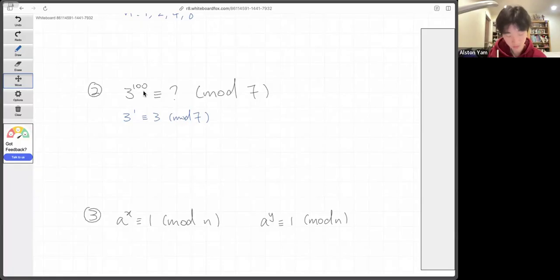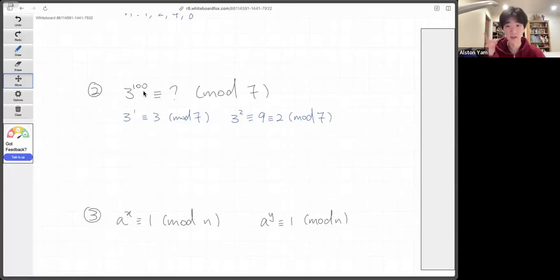So 3 to the 1 is congruent to 3 because that will just be 3, right? 3 to the 1 is just 3. 3 to the 2 then. 3 to the 2 is congruent to 9, but that is also congruent to 2 mod 7. Cool.